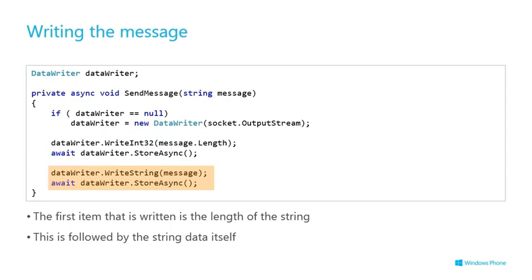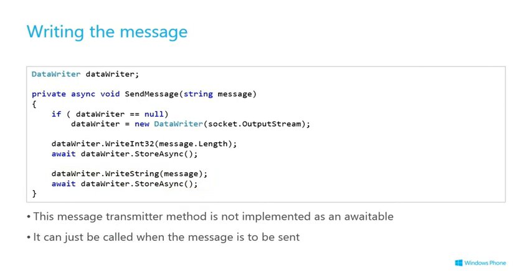Do the same with the write string, so we actually then write the message to the pipe and store that onto the data writer. So that's how we write on the writing side. This one is not implemented as an awaitable. The receive one was. So we just call it whenever we've got anything to send. Whereas the other one won't block. If it's an awaitable, it will wait until it's got something to read, and then it will call you back.